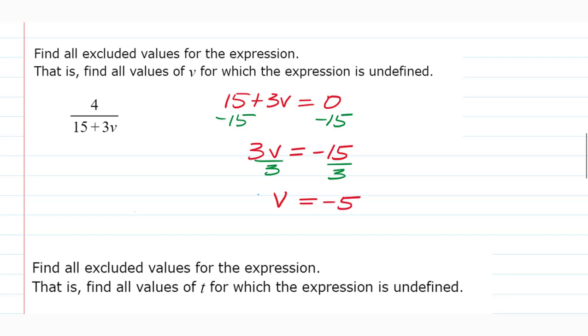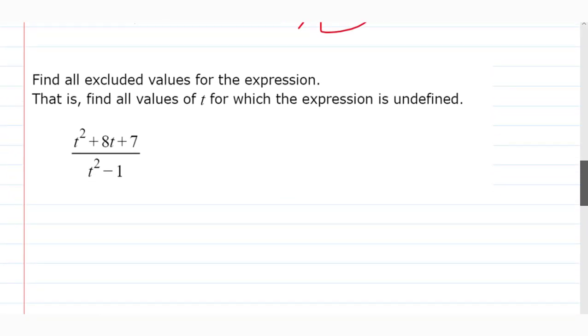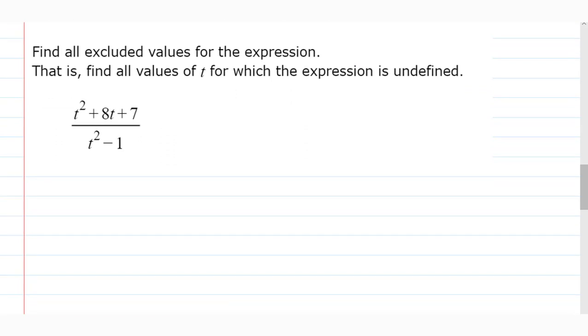Again, this is exactly the value of v that is not allowed. You can never plug in negative 5 to this expression because you get an undefined result. All right, one more of this type. Let's look at something a little bit more complicated.